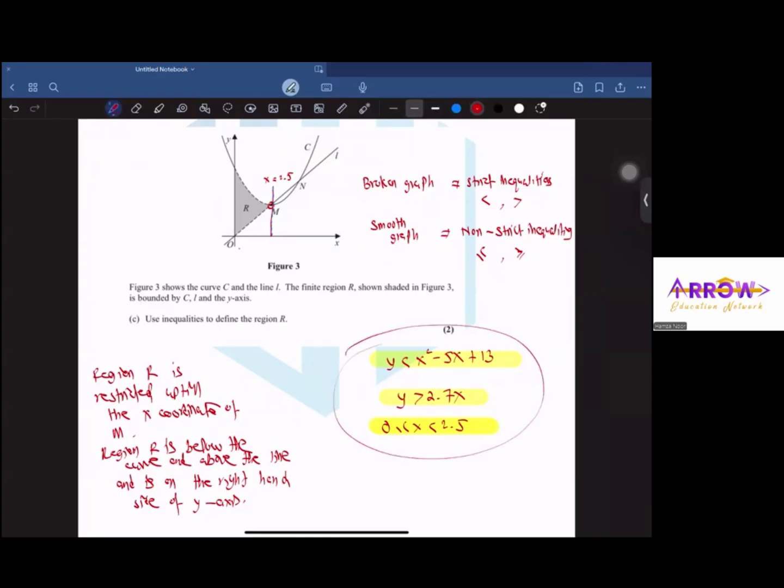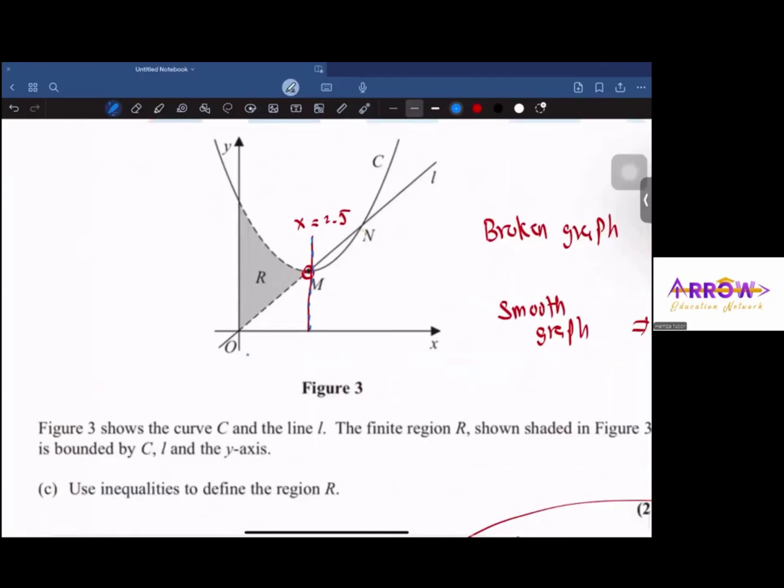First one is that y is less than x squared minus 5x plus 13. The second one is y is greater than 2.7x. And the third one is that x is greater than or equal to 0, less than 2.5. Okay, for 2.5, I have considered a strict inequality over here, because it is restricted up till the x coordinate of M.